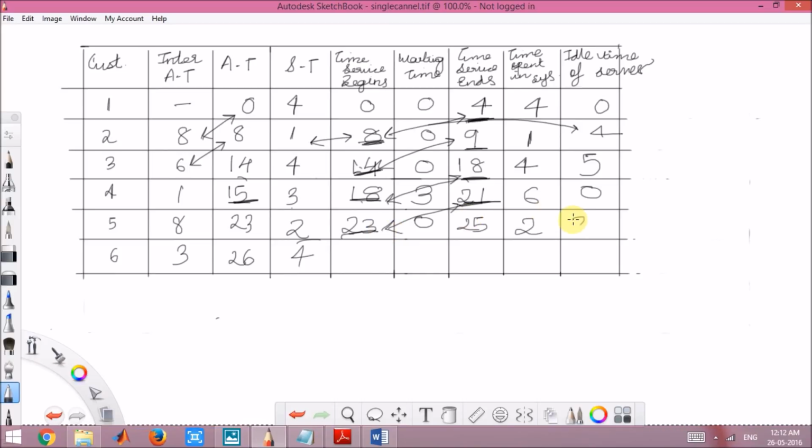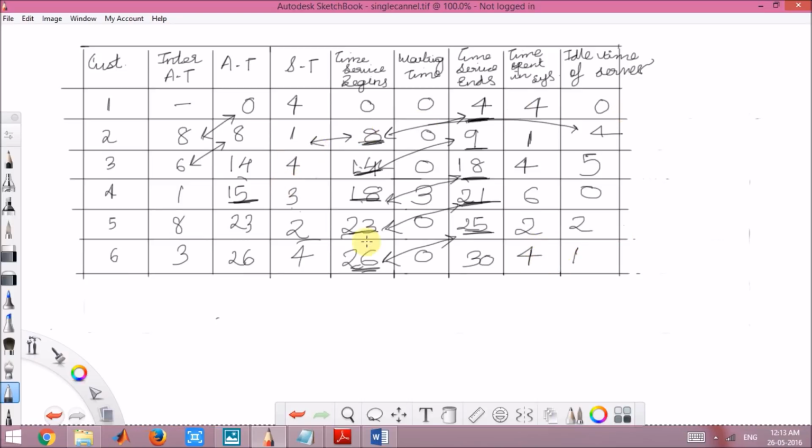Now for the last customer, we have time service begins. So this previous thing ended at 25, it arrived at 26, so again no problem, begins at 26. Waiting time, no, because as soon as it arrived, the server was free. Time service ends is 26 plus 4, that gives me 30. Time spent in the system is service time plus waiting time, that is 4. Finally, the idle time of the server is this minus this, which is 1. So we have got all the data.